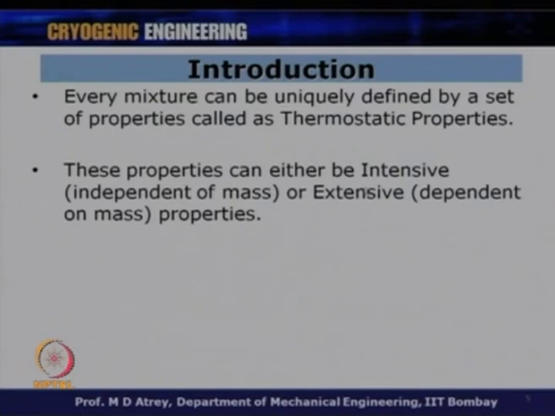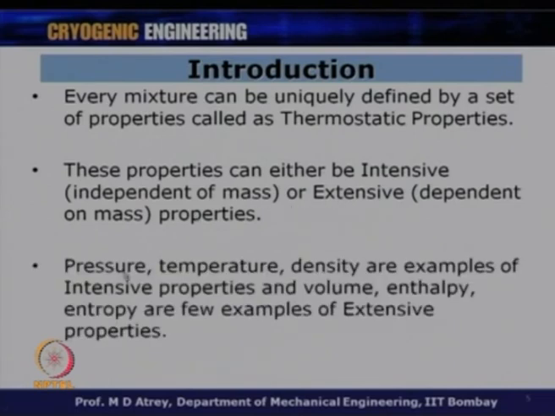These properties can either be intensive properties or extensive properties. Intensive means they are independent of mass, extensive means they depend on mass. For example, pressure, temperature, density are examples of intensive properties. They do not depend on how much mass is there. These are independent of mass and are standard characteristics of a given gas or any constituent we are talking about, while volume, enthalpy, entropy are a few examples of extensive properties, because they will depend on the mass of the system. All right. So, these parameters definitely depend on the mass and therefore, they are called extensive properties.